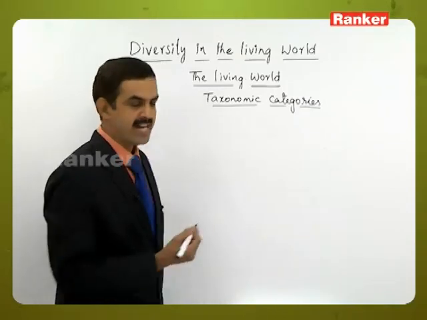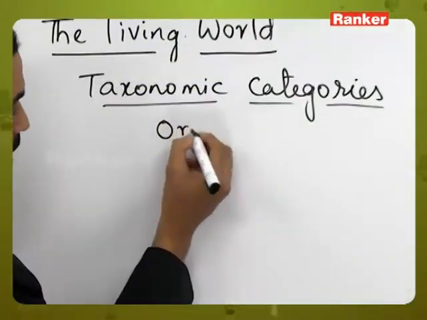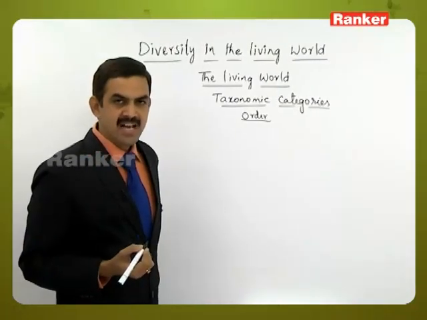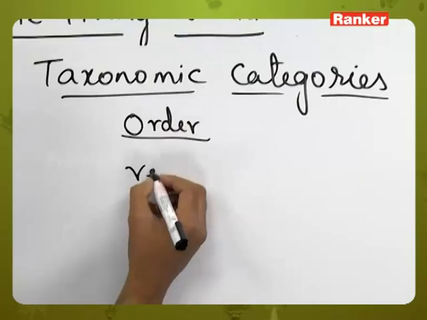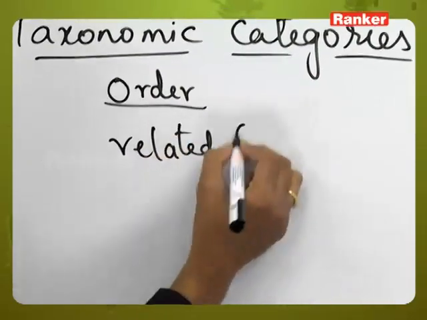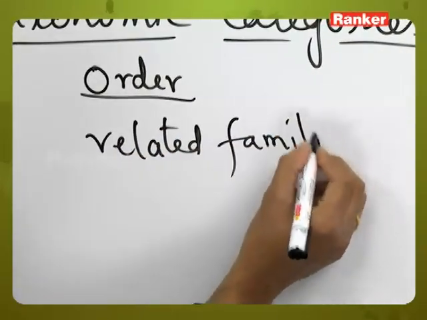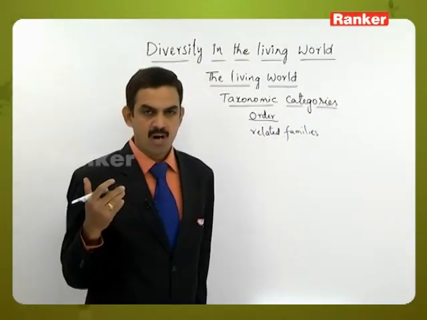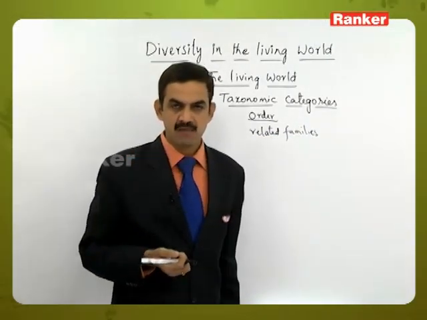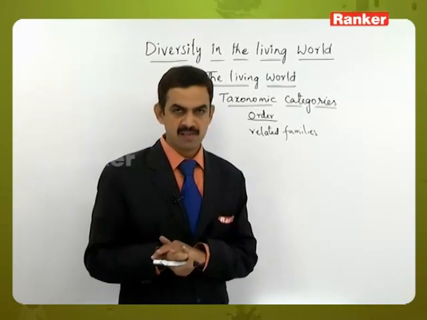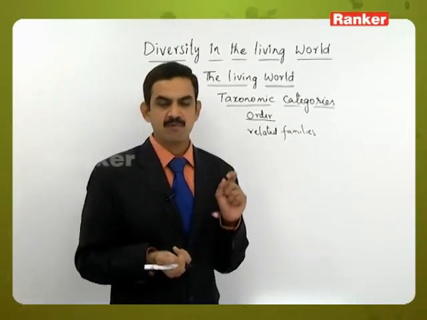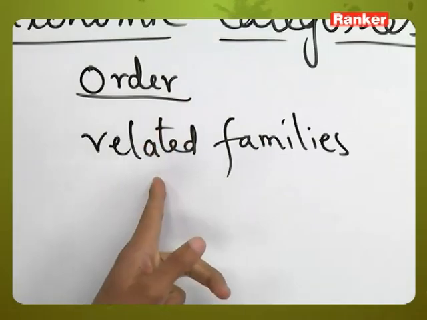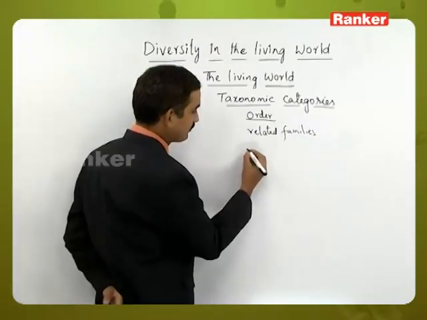The next taxonomic category is the order. Order is the next hierarchical level, where it includes related families. That is, the plants which are present in different families will have more differences, but at the same time a few similarities are there. Based on the similarities they have been kept under one order.